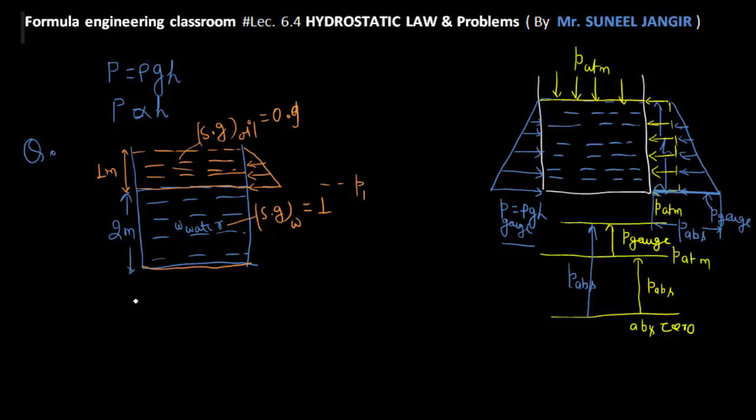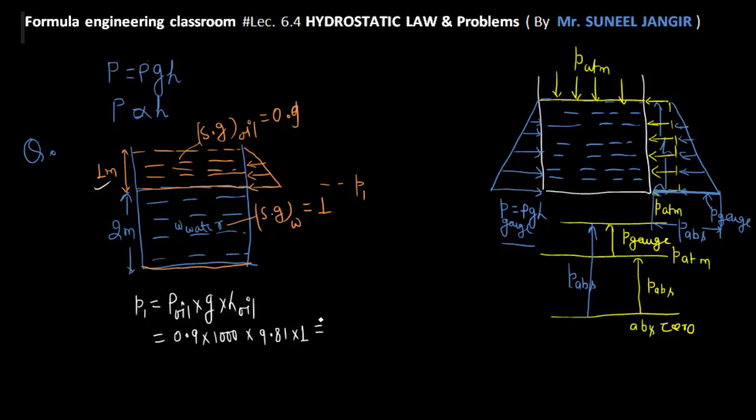According to the hydrostatic law, we can say that P1 is equal to rho of oil into g into h of oil. What is rho of oil? As the specific gravity of oil is given as 0.9, we multiply it by the density of the standard fluid, water, that is 1000. g is 9.81, and the height of the oil is 1 meter.